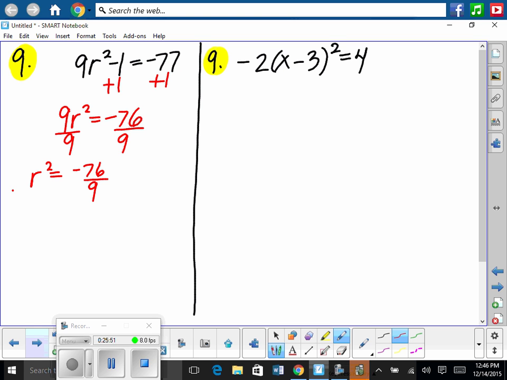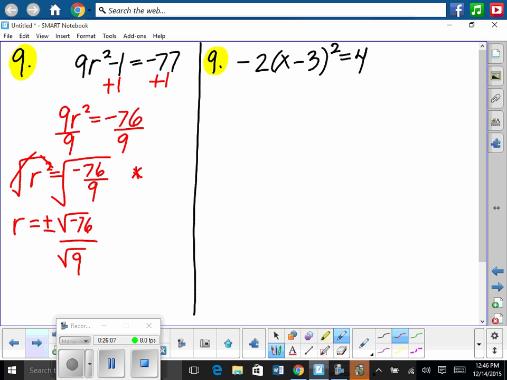Then to get r alone, we'd square root both sides of the equation. Root cancels out with power. r is equal to plus and minus, I'm going to split it up. On top I have negative 76. On bottom I have the square root of 9. So then from there I simplify each piece.